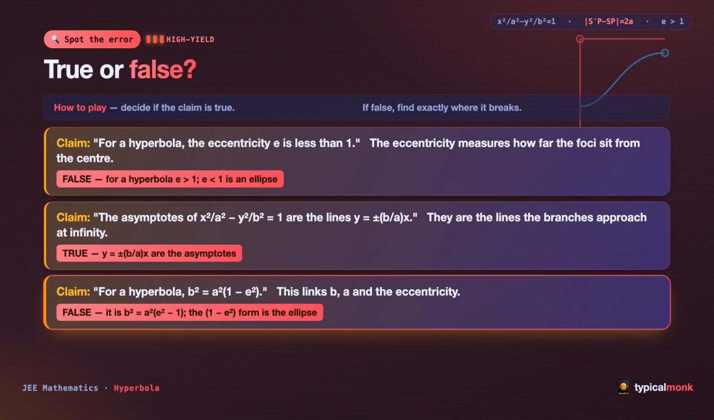Claim 3. For a hyperbola, b squared equals a squared times (1 minus e squared). That is false. It is b squared equals a squared times (e squared minus 1). The 1 minus e squared form belongs to the ellipse.